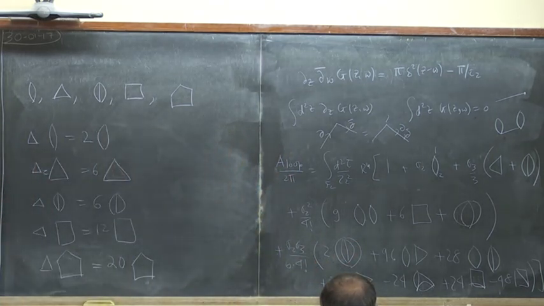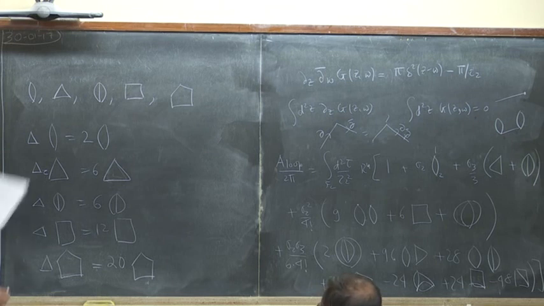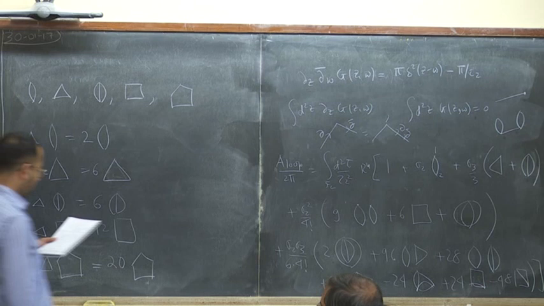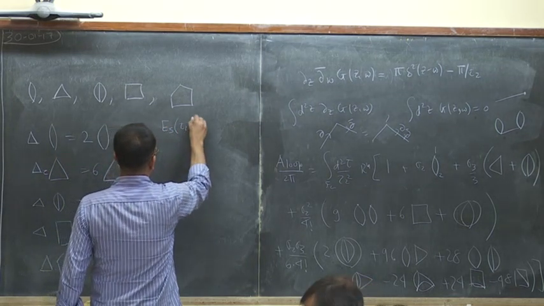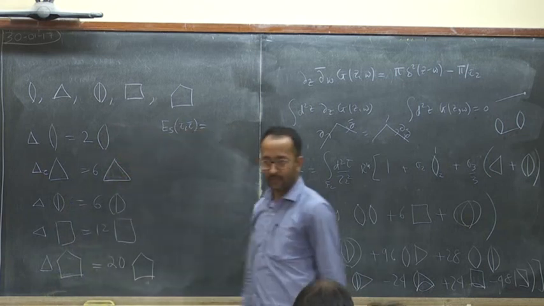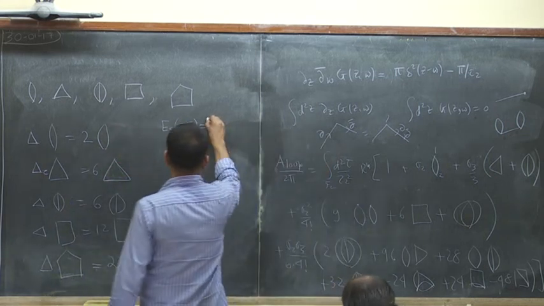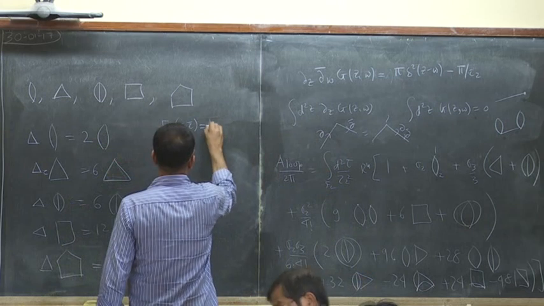Now, in order to solve these equations, you need some boundary conditions in tau. So I'll write down the solution immediately. For that, let me just give you that answer. This is the non-holomorphic Eisenstein series. This is the following.